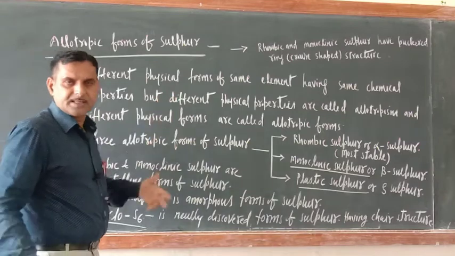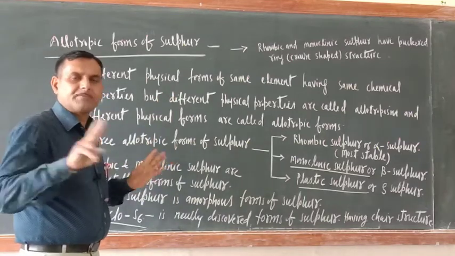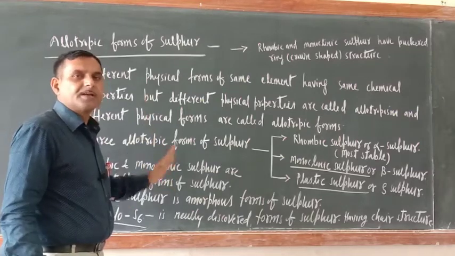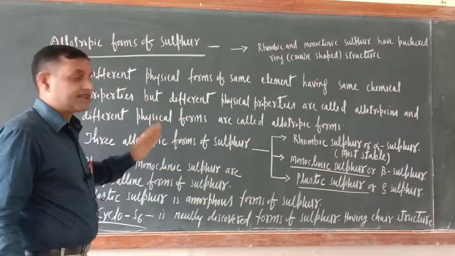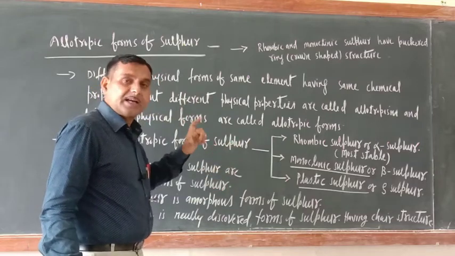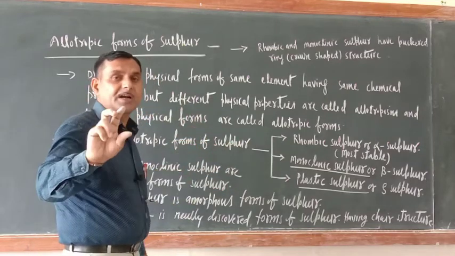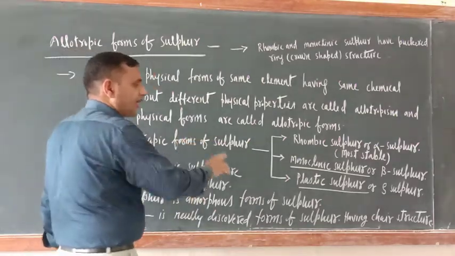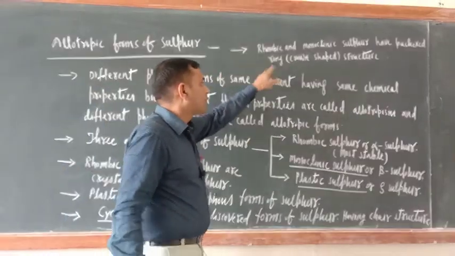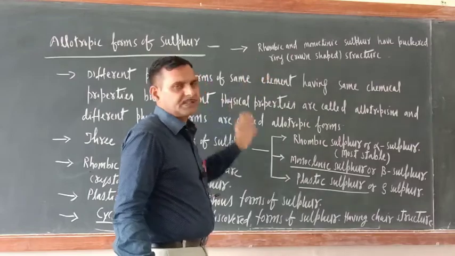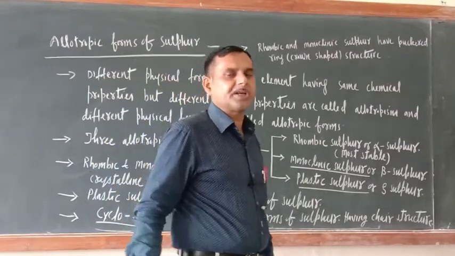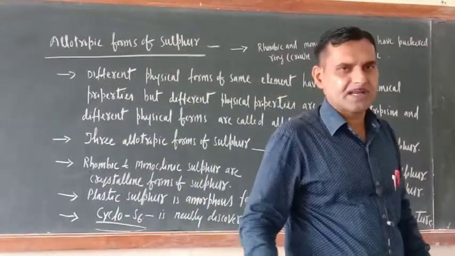Now, allotropic forms are different in terms of physical property, but in terms of chemical property they are similar. One by one, I will teach you the physical properties of rhombic sulfur, monoclinic sulfur and plastic sulfur. At the end, I will teach you the transition temperature, the temperature at which both forms, rhombic and monoclinic, coexist together. Here on the upper side I wrote that rhombic and monoclinic sulfur have a puckered ring structure, which I have already explained. One by one I will deal with all three allotropic forms of sulfur.